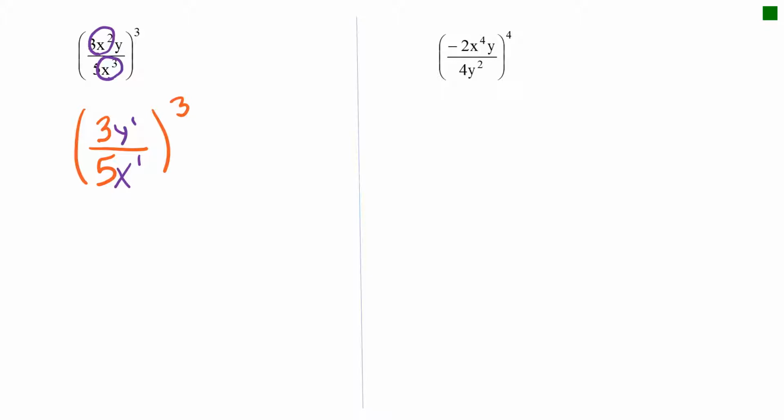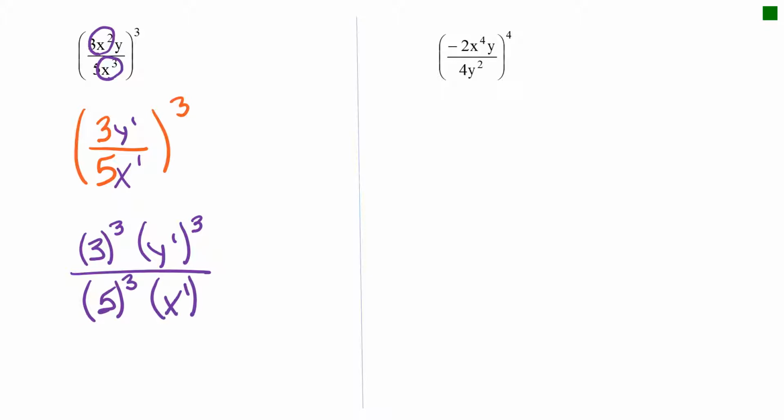I don't want to move him around because there's nothing else weird on it. Now I'm going to take care of that outside creeper. 3 has a power of 3. Y to the first has a power of 3. In the denominator, 5 gets the power of 3, and x to the first gets the power of 3. 3 to the third, go to the calculator. 3 times 3 times 3 is 27.